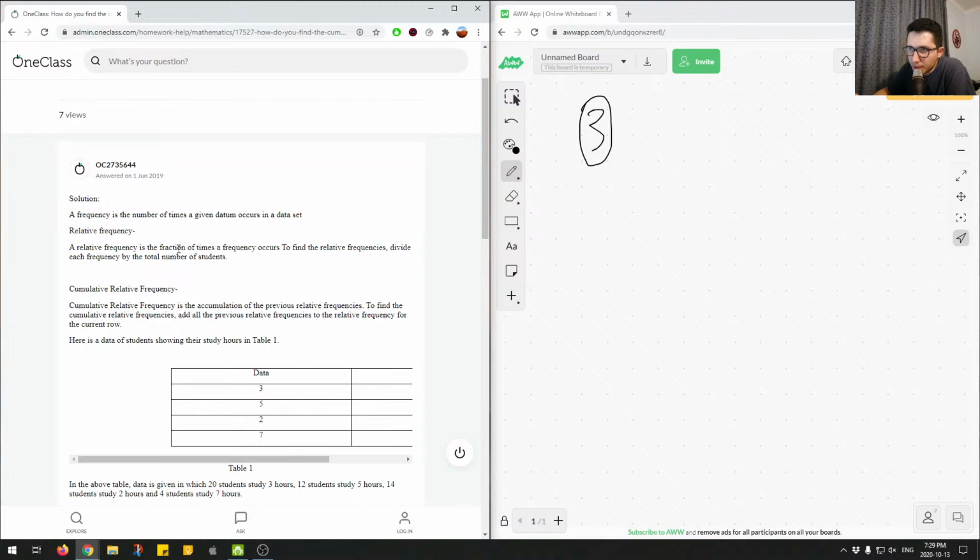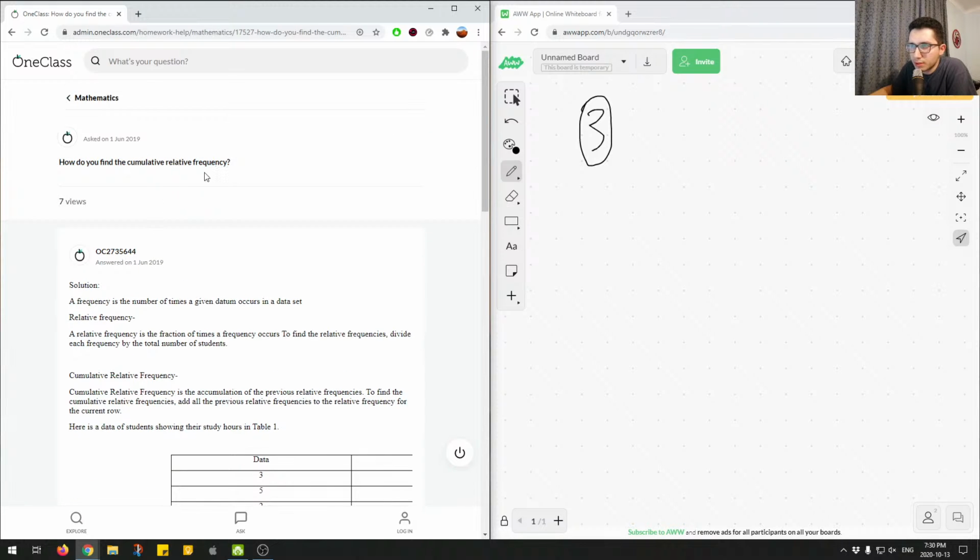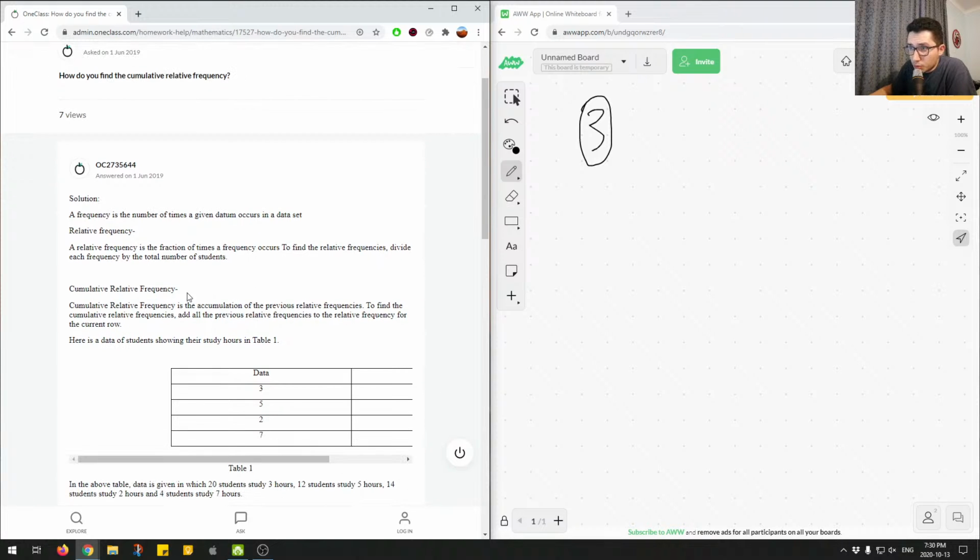So a frequency, reading over here, a frequency is the number of times a given datum occurs in a data set, and then we're looking for the cumulative relative frequency. So we're defining relative frequency, which is the fraction of times a frequency occurs. To find relative frequencies, divide each frequency by the total number of students. So we're gonna go through this process down here.